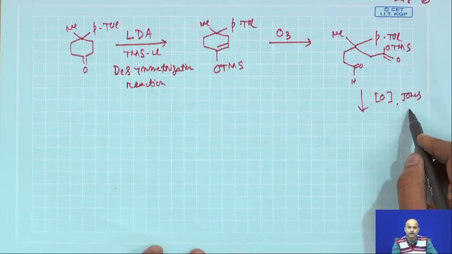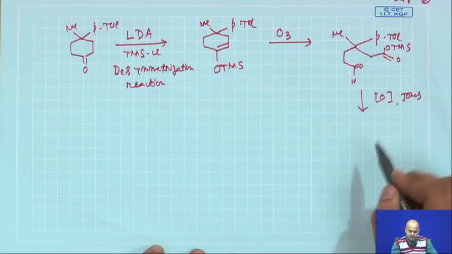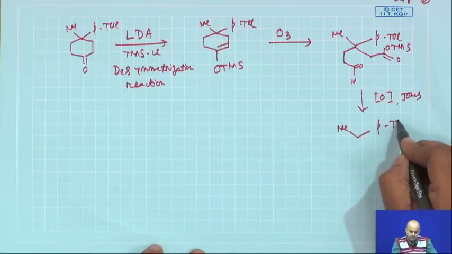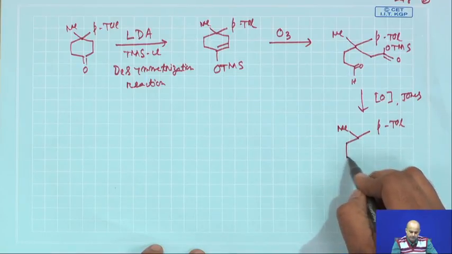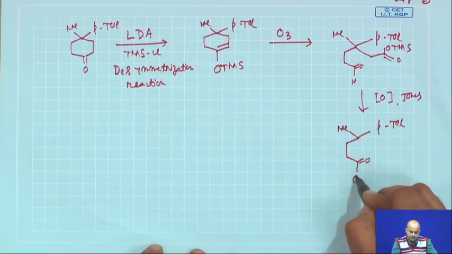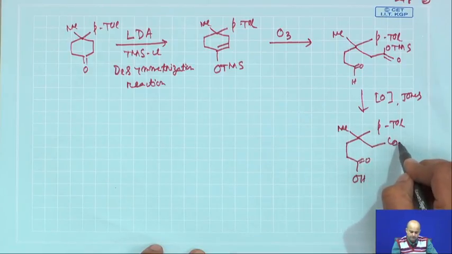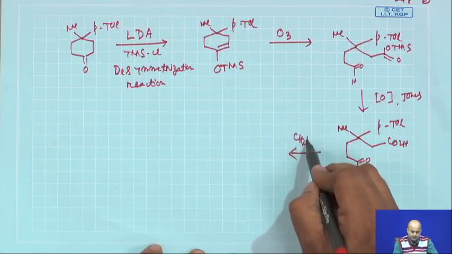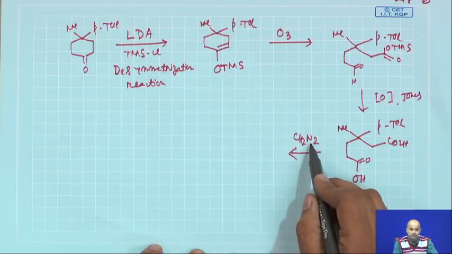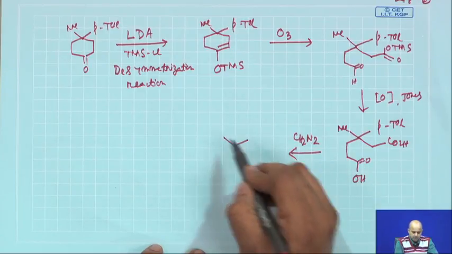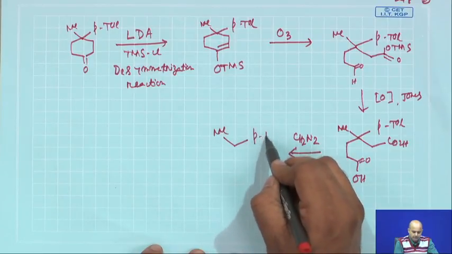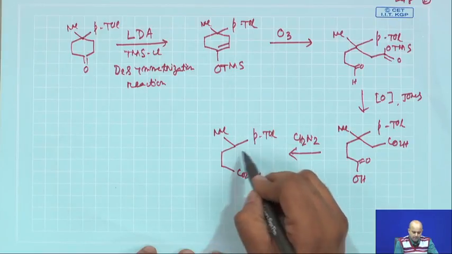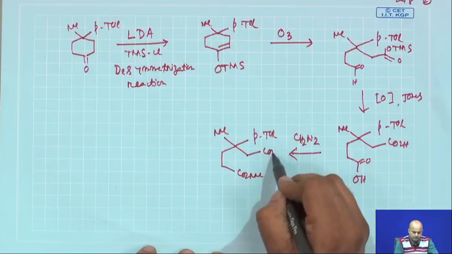Now, Jones condition is highly acidic, and that will also cleave this TMS ether. So, what you will end up with is a paratolyl group here and this diacid as the main product. Now, if you analyze this diacid, you need to convert it to the corresponding dimethyl ester by simply treating with diazomethane. Now you will have methyl, paratolyl, and CH2CO2Me, and this is CO2Me.